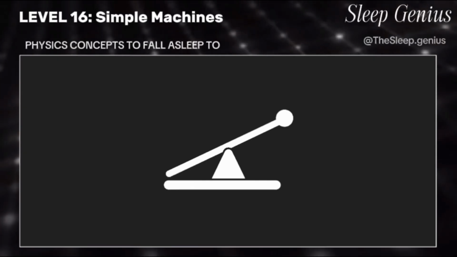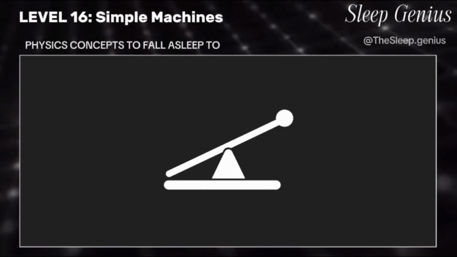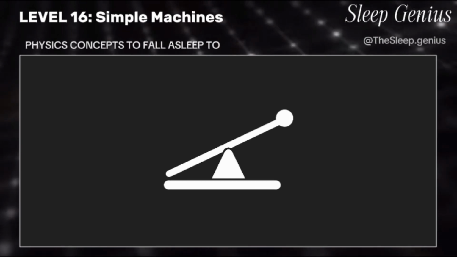Examples include a seesaw, a pulley system to lift water, a ramp to load goods, and a screw in a jar lid. Friction reduces efficiency. They cannot multiply energy, only redistribute it. Applicable across systems.